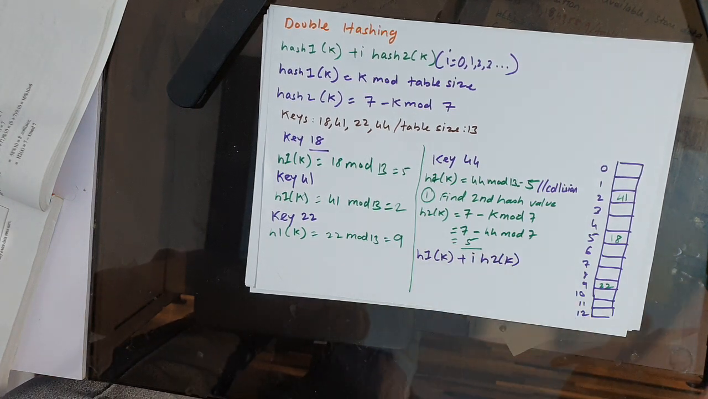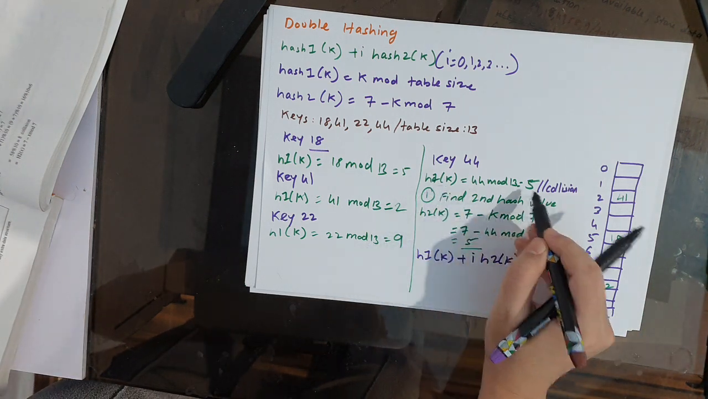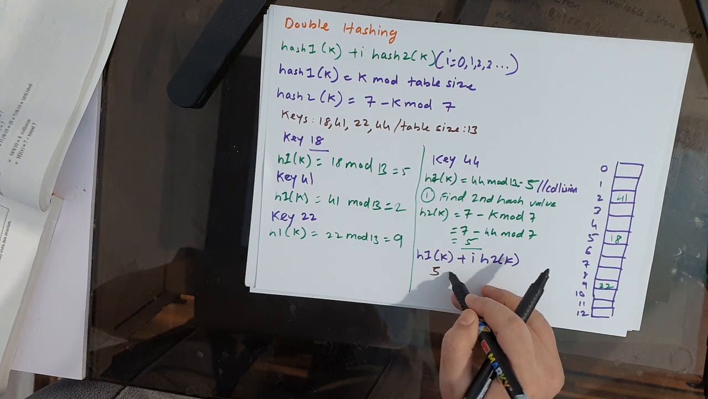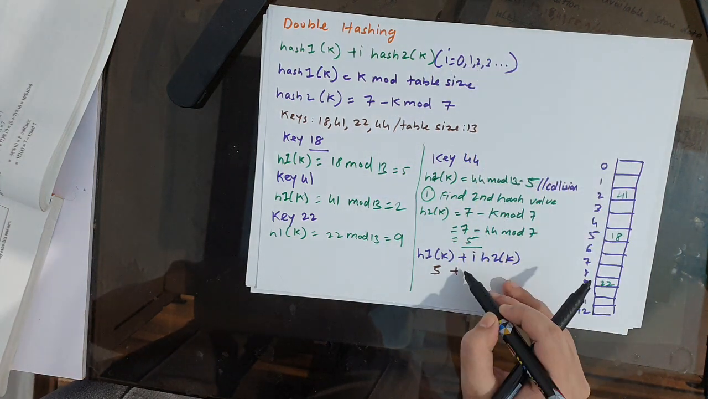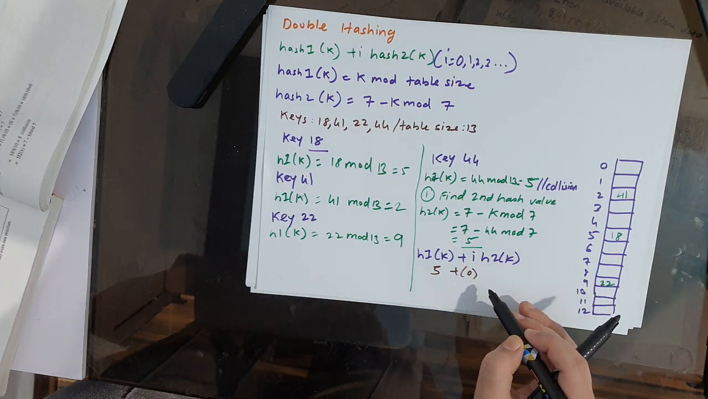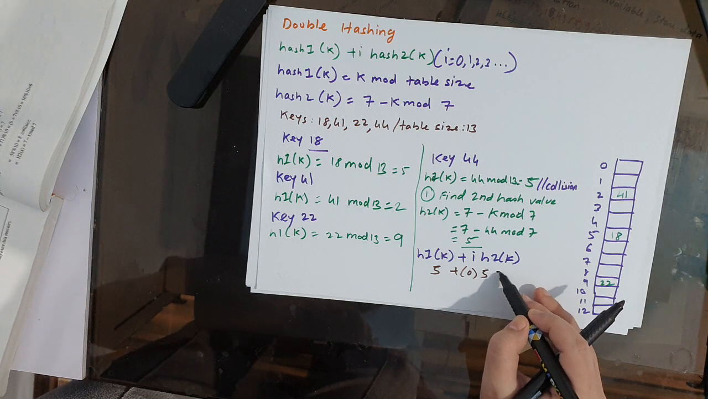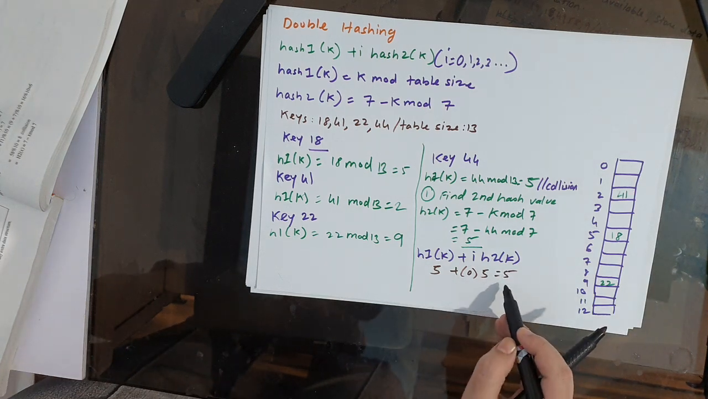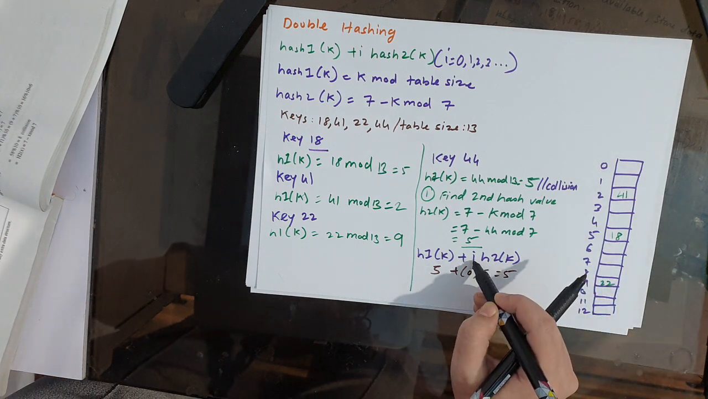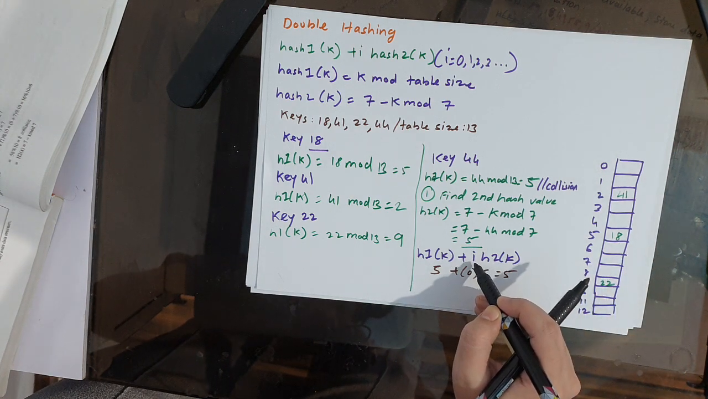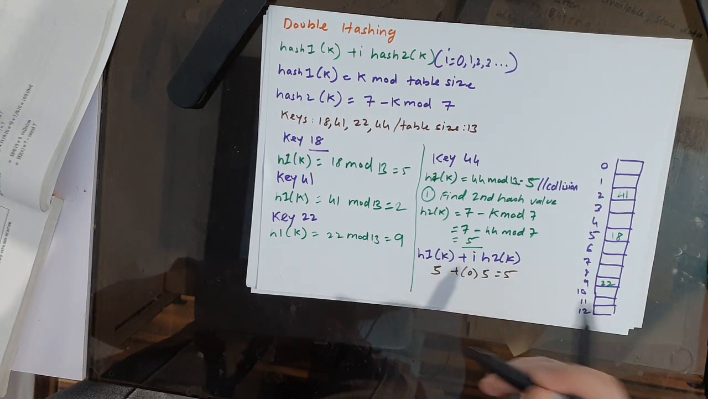So let's substitute our values right here. What is h1? h1's value is 5. i begins from 0. And what is h2's value? h2's value is 5. So the answer that we'll get is 5. Is this available? 5 is still occupied. So what do we need to do? We need to increment our i. So i was 0, now it will become 1.